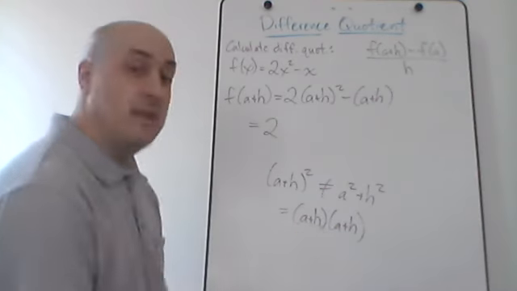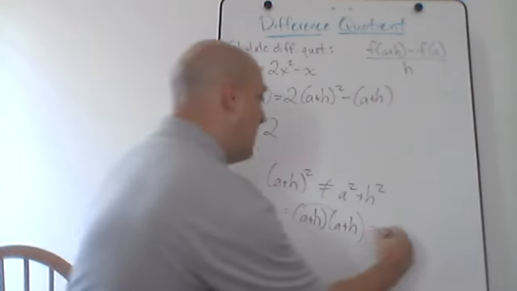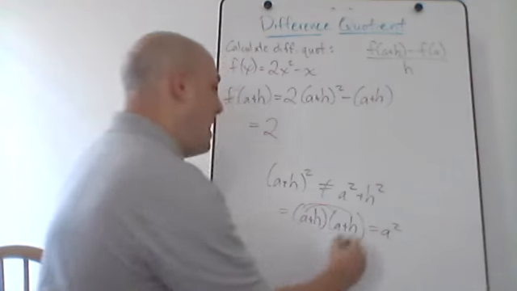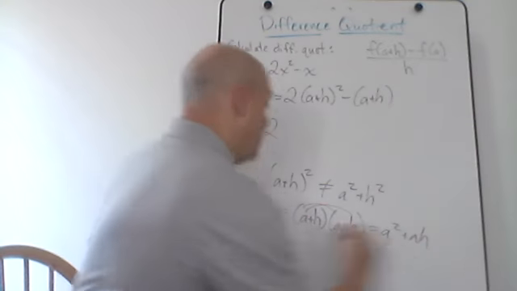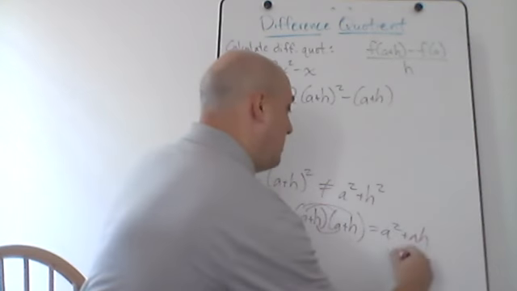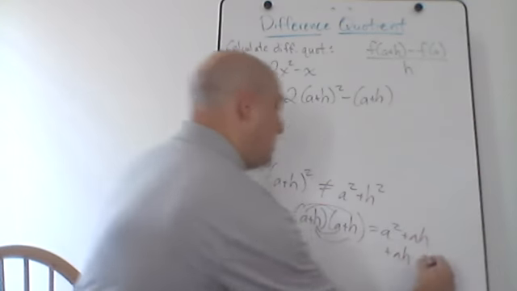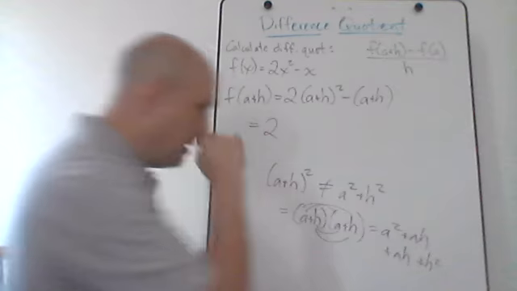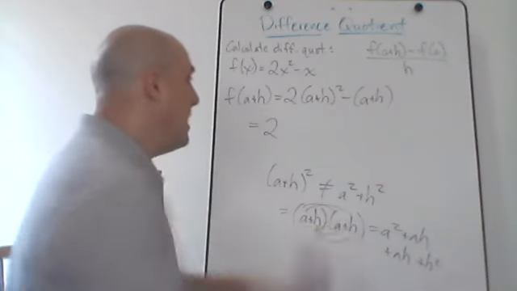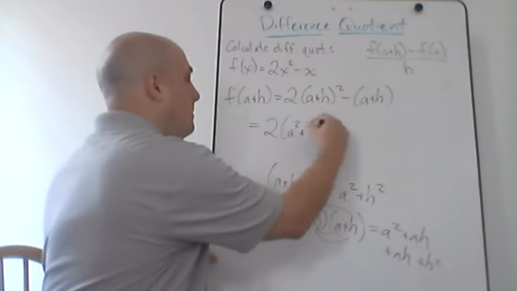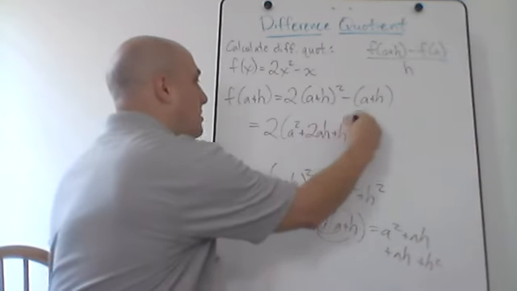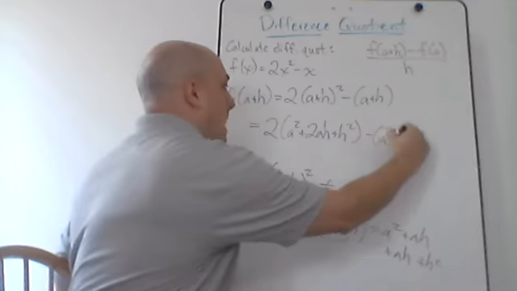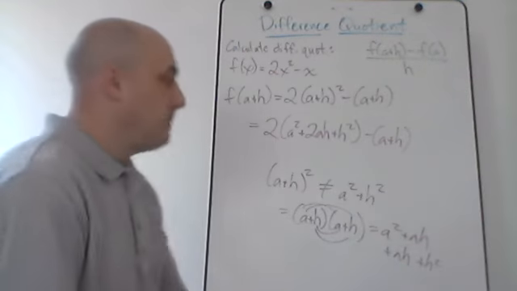And then to multiply this out, you have to use the FOIL method. A times a equals a squared. A times h is ah. H times a is plus another ah. And then h times h is plus h squared. So we get a squared plus 2ah and then plus h squared, and then minus that a plus h up there.